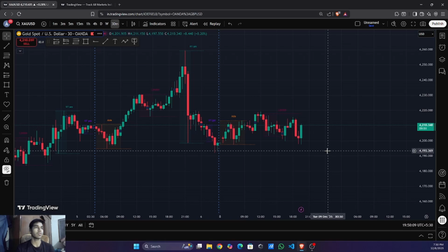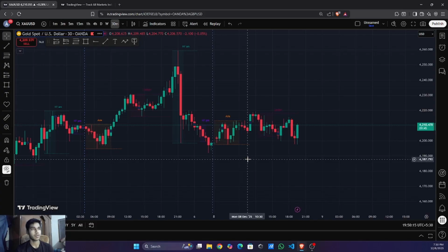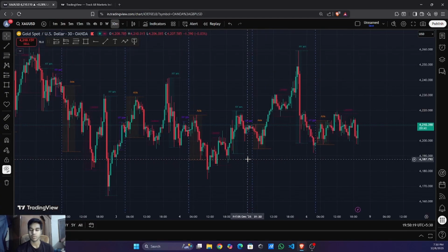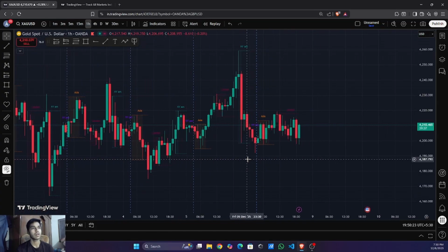What can I do? It is sideways. The whole day it has been sideways, so I'm not sure where. Really, this was alright. The breakdown was not that bad. From here, before the London, after the Asia session, it is almost in a downtrend.